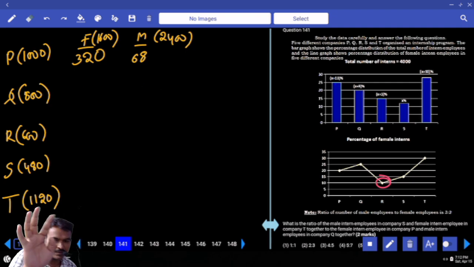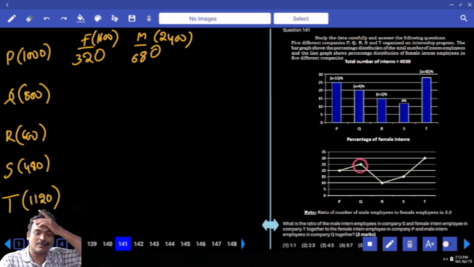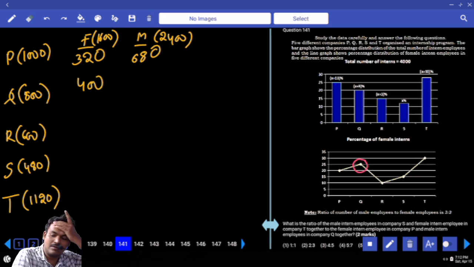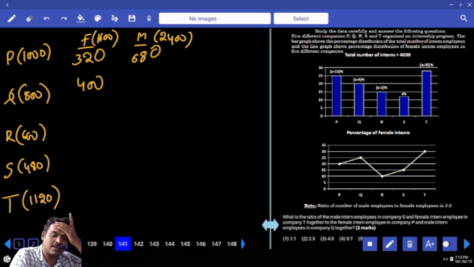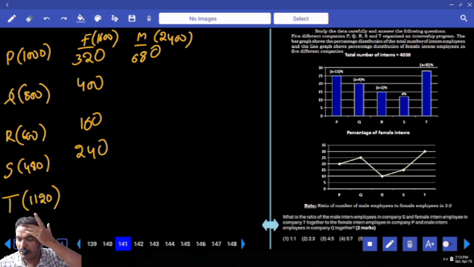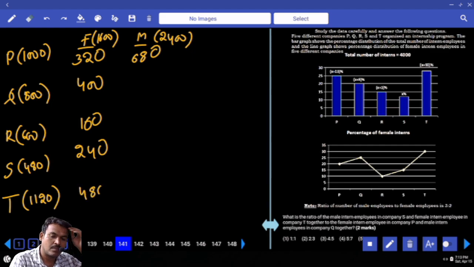Sorry, wait. What is the Q value? 25% of 1600. What is the 25% of 1600? 400. Next, in R, 10%. What is the 10% of 1600? 160. Yes, 15% of 1600 is 240. Out of 1120, T value 30%. What is the 30%? 480. Out of 1600, 30% is 480.